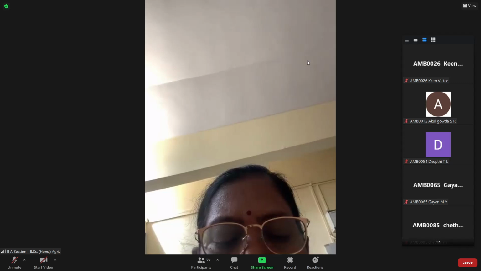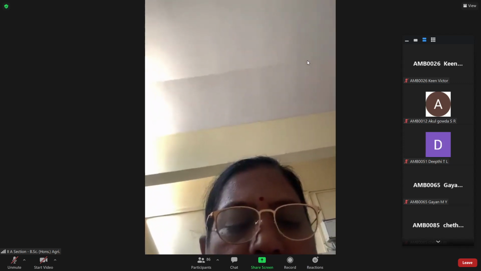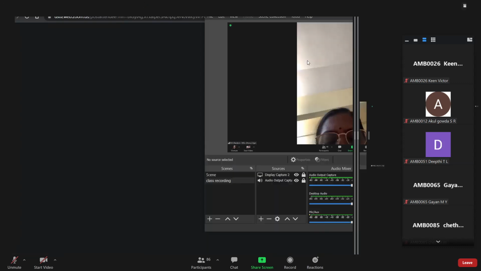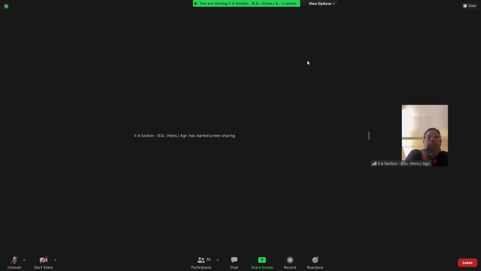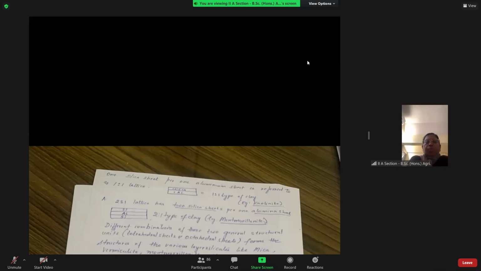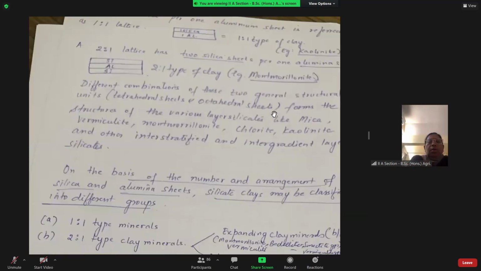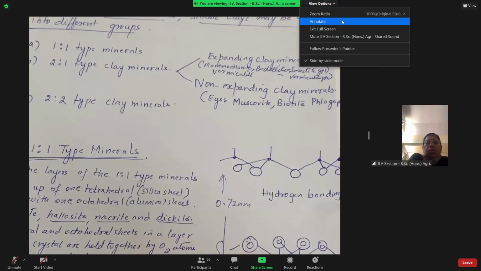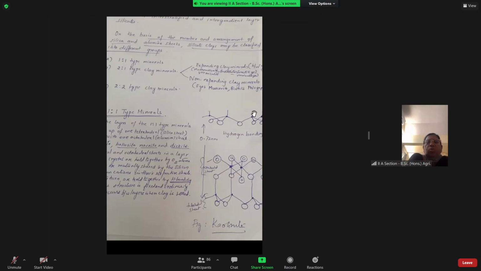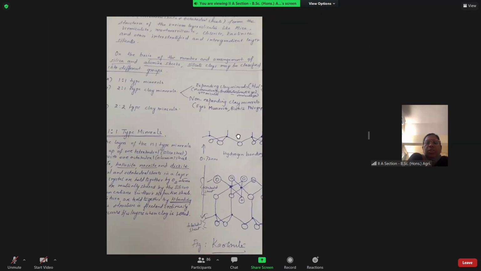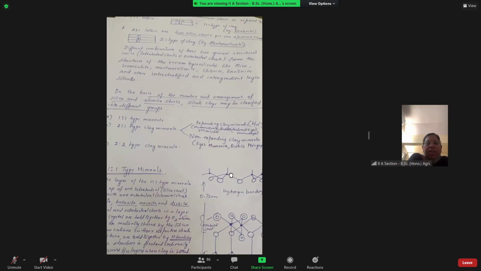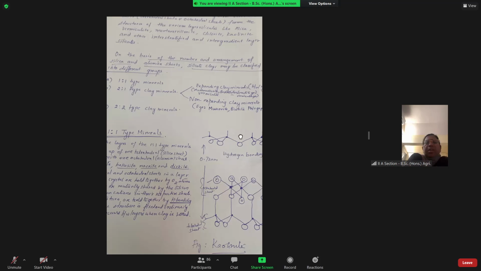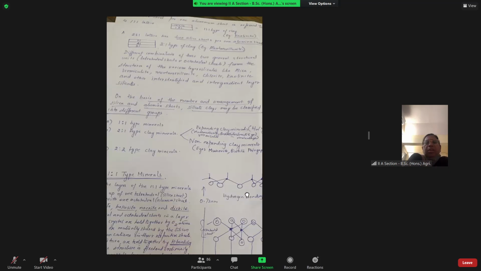So the next diagram is, see the structure. You should know all these diagrams. It's visible, right? So you know what is a tetrahedral sheet? You know what is an octahedral sheet. So these two sheets only make up your clay structure. So clay means it has silica and aluminum along with hydrogen and hydroxyl.